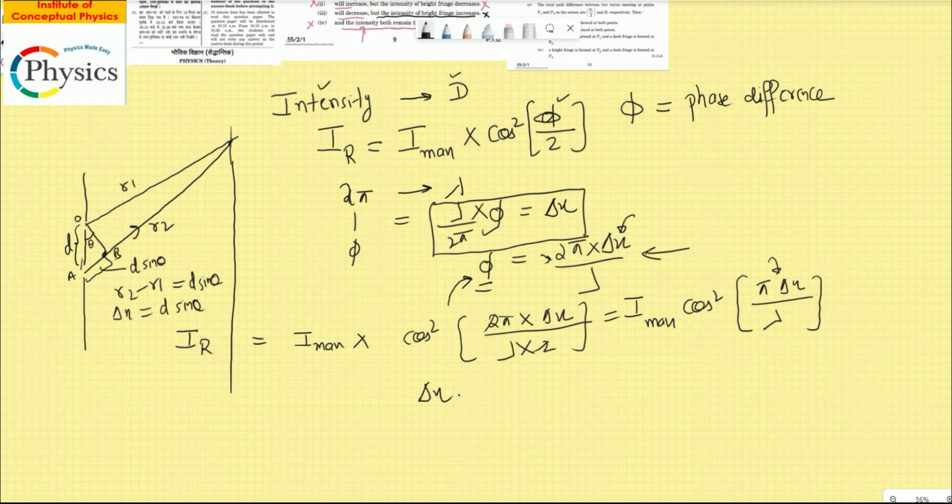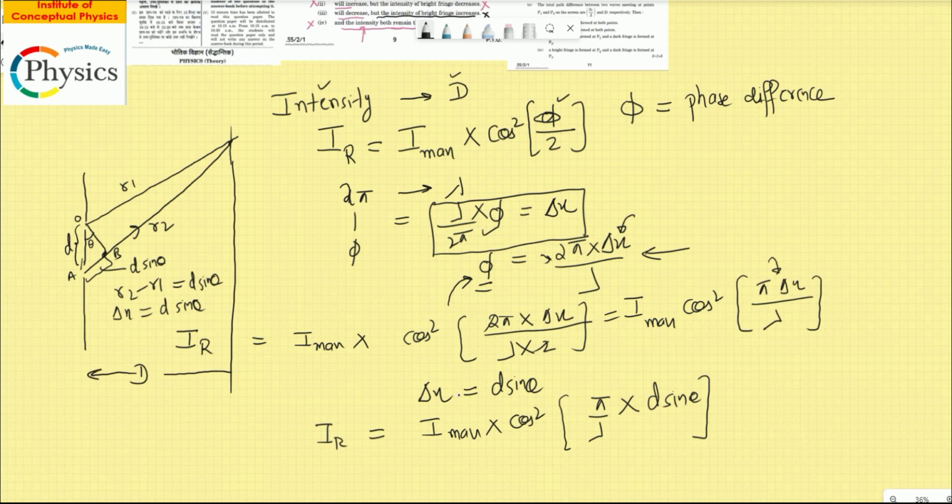What I do is I substitute delta x as d sine theta in the expression of intensity. So my resultant intensity is given by I max multiplied by cos square of pi by lambda multiplied by d sine theta. So d sine theta is the expression we have got so far. And if you see this figure, this is your screen distance, and let me draw a line here also and a line here also. Generally this angle is the angle as seen from the center of the slits. This is the center of the slits, and I draw a line which connects these two. This angle is your theta, and this is the position of the fringe.